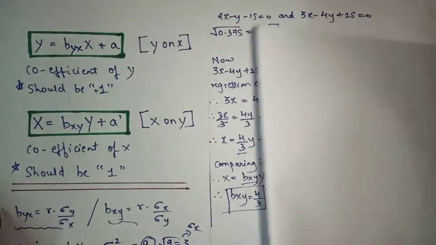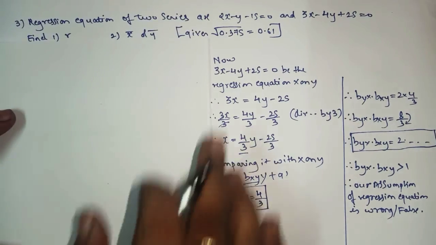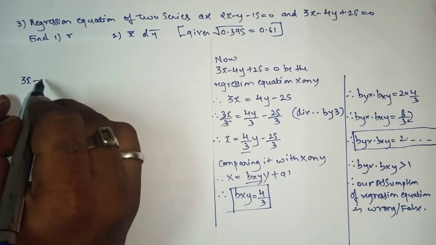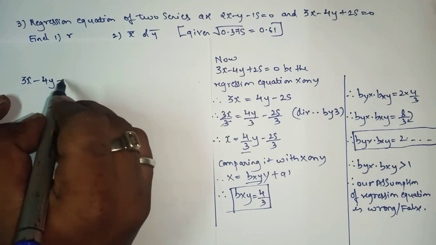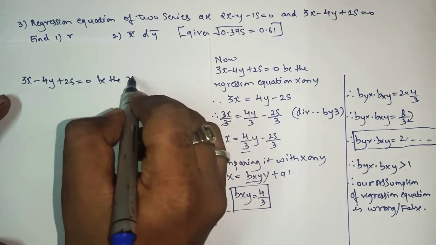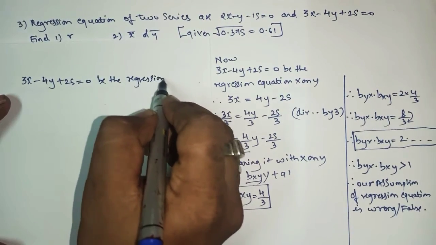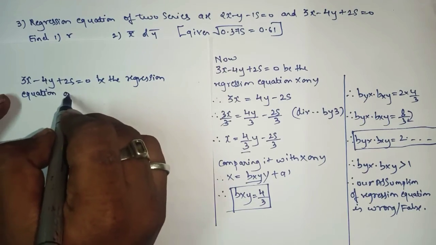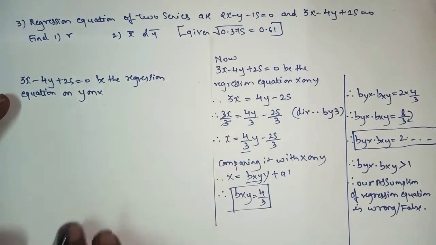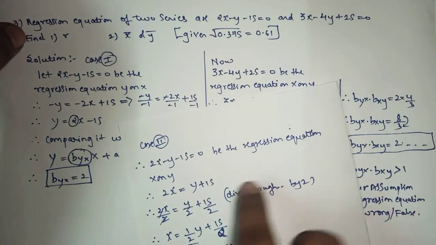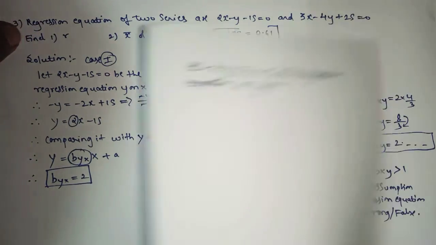Okay, so now we'll see the second one. Second one is what? 3x minus 4y plus 25 equals 0 be the regression equation on y on x. As I told, now we'll consider the first as x on y and second as y on x.